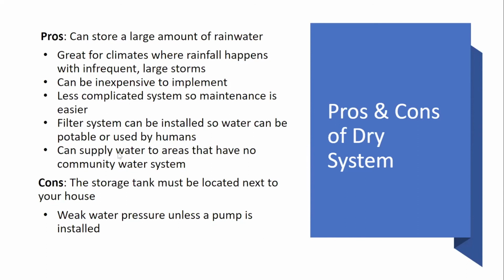It can supply water to areas that have no community water system. A lot of Central America and South America communities don't have water piped to each house. They have a central location water supply, and they can catch the water off some buildings, and you can go and get your own water. The cons: the storage tank must be located next to your house, and there is weak water pressure unless a pump is installed.